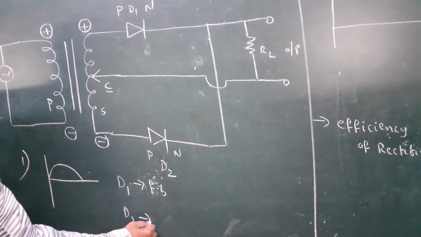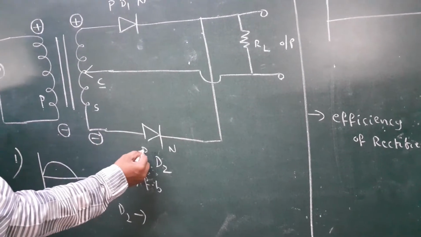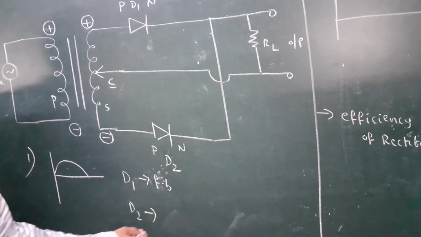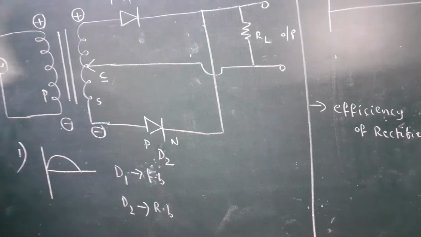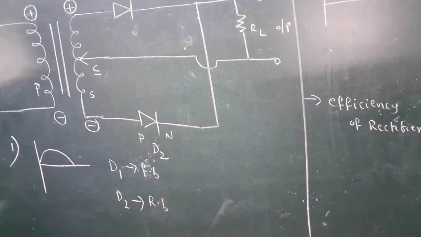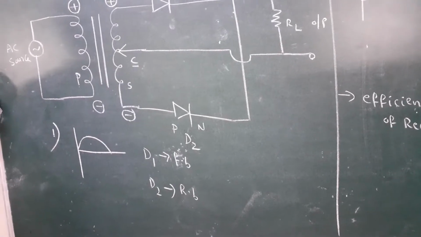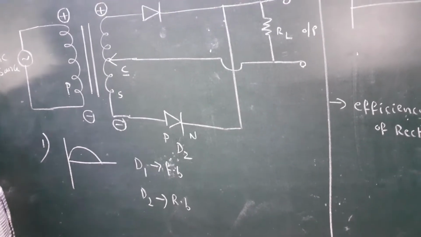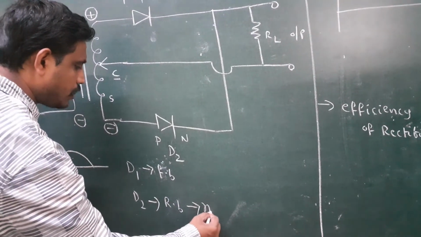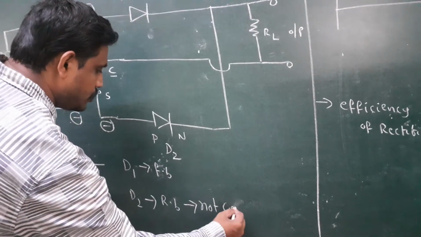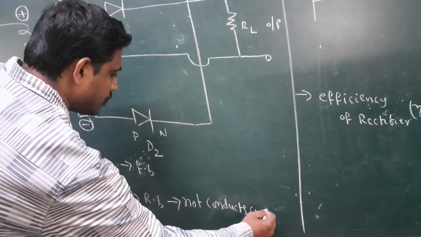For diode D2, N is connected to negative. That means it is connected to low voltage. That bias is said to be reverse bias. Generally, reverse bias current is minority charge carrier current. The current is very small, a minute current. So here D2 does not conduct the current, meaning it does not allow the current during the positive half cycle.